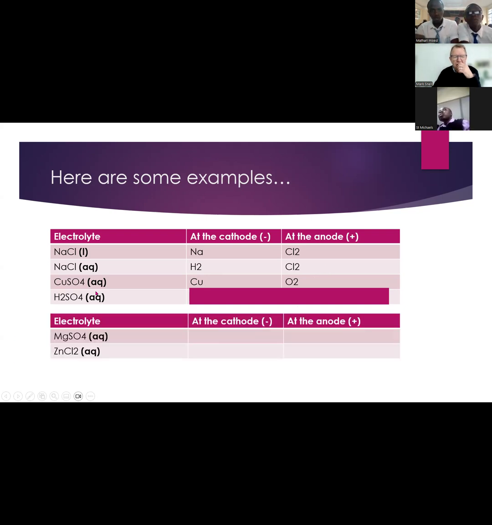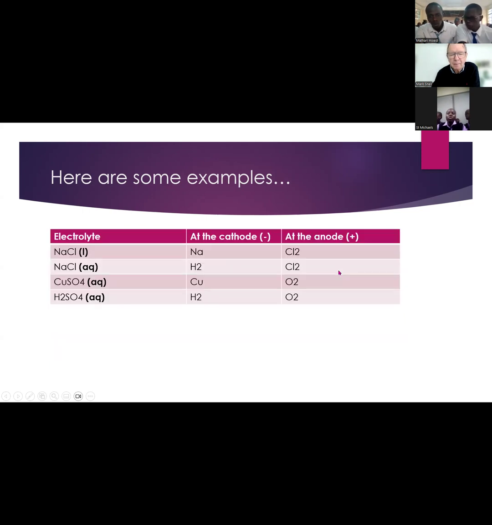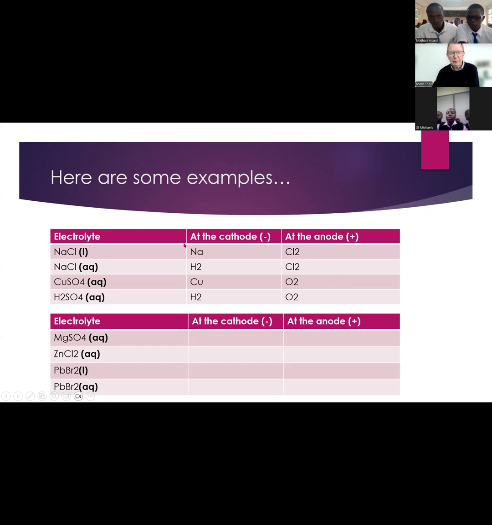In this one, sulfuric acid. This one's easier because the hydrogen is the same in both. And then we have sulfate, and we've just seen that sulfate is not produced, so it is hydrogen and oxygen. Here are some I'd like you to think about. What do you think is produced in magnesium sulfate?